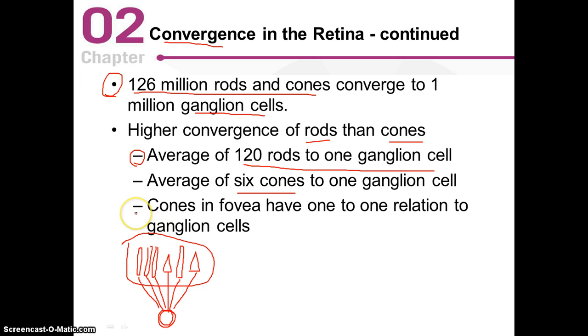And there's, you could say, no convergence for cones in the fovea. There's actually a 1-to-1 relationship between a foveal cone and a ganglion cell. What does that mean? That means that each cone in the fovea gets its own ganglion cell, and that ganglion cell doesn't receive any input from any other cones in the fovea. So it's a 1-to-1 relationship there.